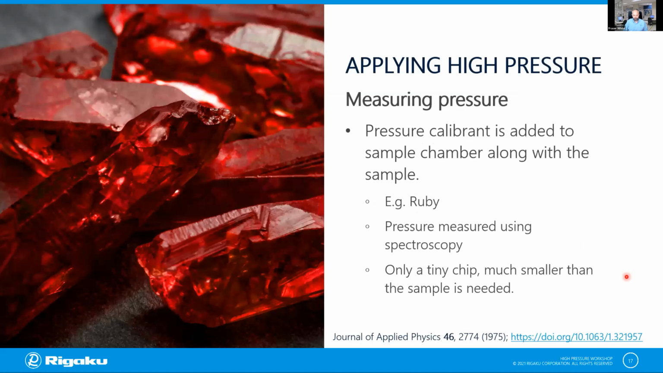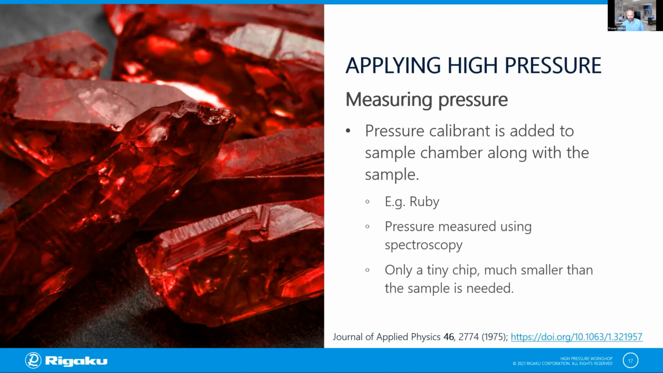We also need to measure the pressure. So we can do that with something like Ruby, but it can be anything that you have a known response to pressure, so you know the equation of state of the sample, and you co-mount that inside there with the sample that you'd like to do your X-ray experiment on. So this paper here will tell you a little bit more about how to do that. Generally, the idea is that we're using spectroscopic methods to optically see changes in the properties of that other material, and we can then find out what the pressure is using the equation of state.